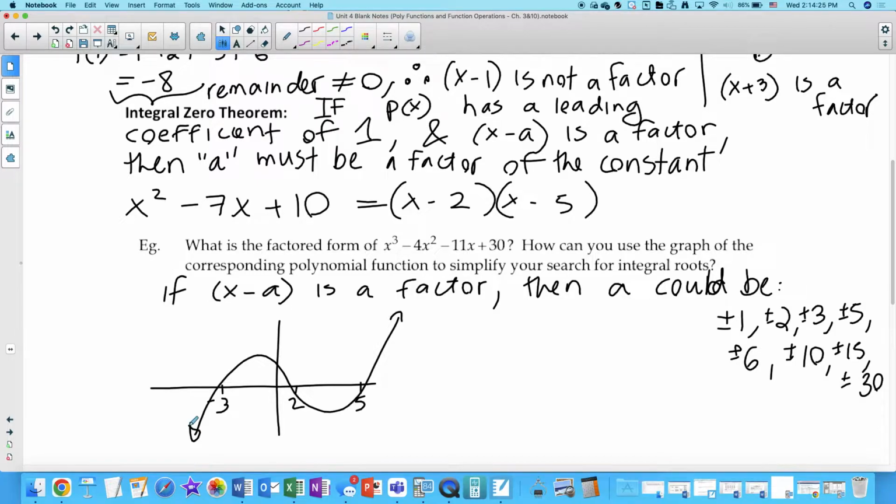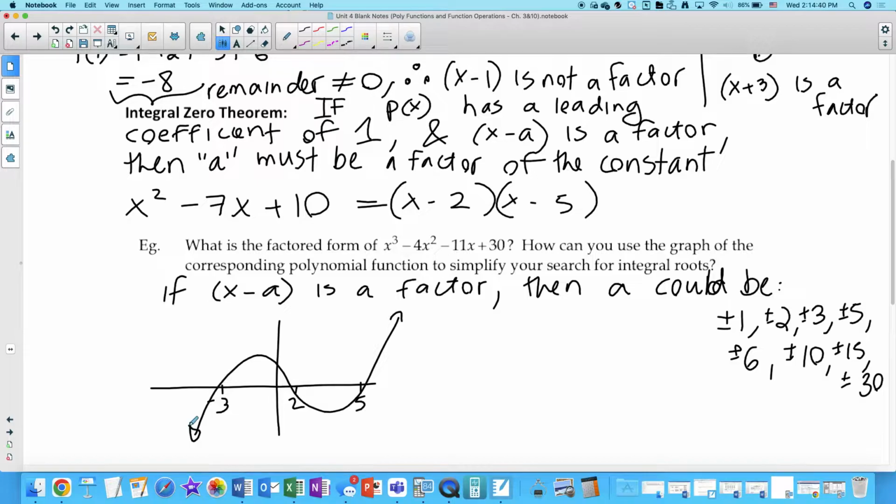Any of those will work. Okay? And the idea is that you find a factor, factor it out using synthetic division, see what's left, keep going and going and going until eventually you get down to a quadratic. When you have a quadratic, you can just factor it yourself.